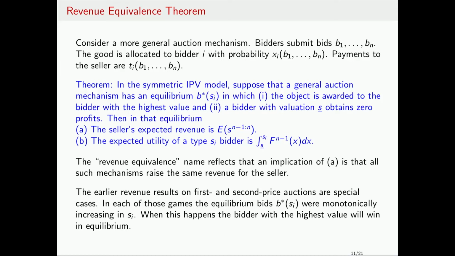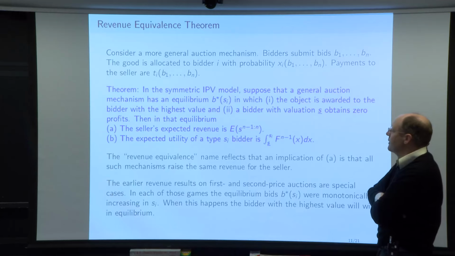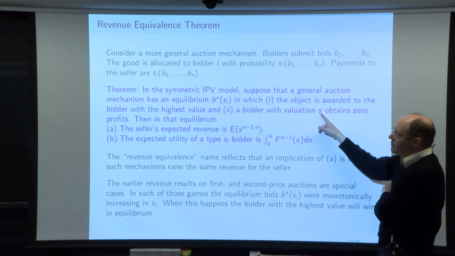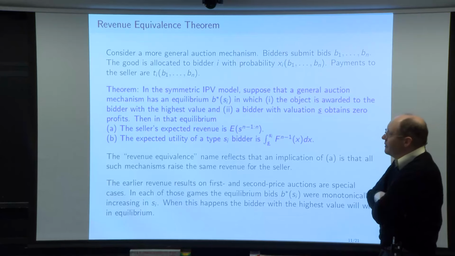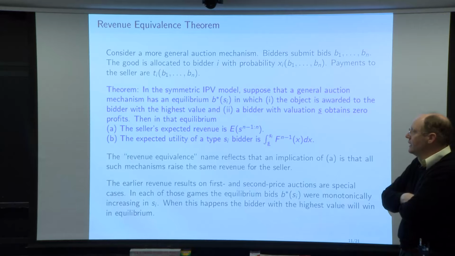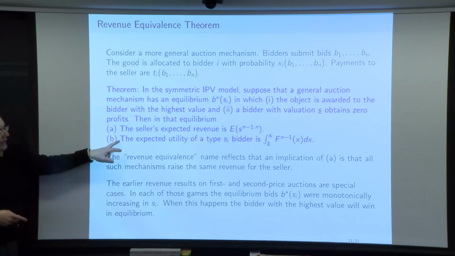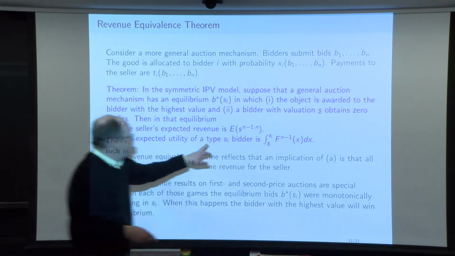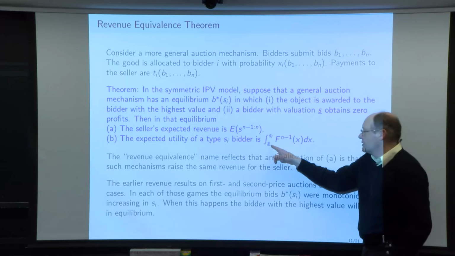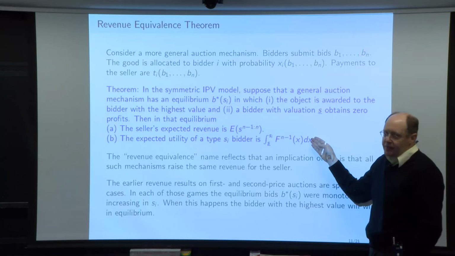The theorem is: consider the symmetric independent private values model. Suppose that a general auction mechanism has an equilibrium bidding function in which the object is awarded to the bidder with the highest value, and a bidder with the lowest value, S lower bar, gets zero surplus. Then in equilibrium, the seller's expected revenue is the same thing we've just seen, the expected second highest value. And not only are the auctions equivalent in terms of revenue, they're equivalent from the bidder perspective, in that the expected utility of a bidder who has type S_i is just the integral from S lower bar to S_i of F^(n-1)(x) dx. You'll hear people refer to this as the information rent of the bidder.